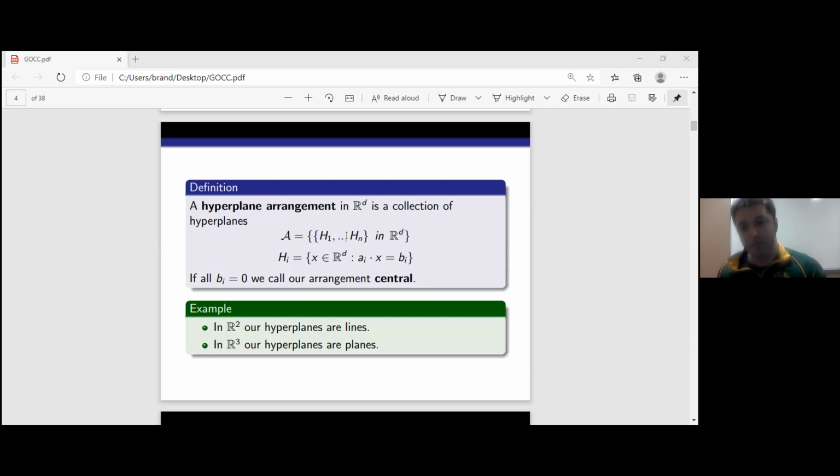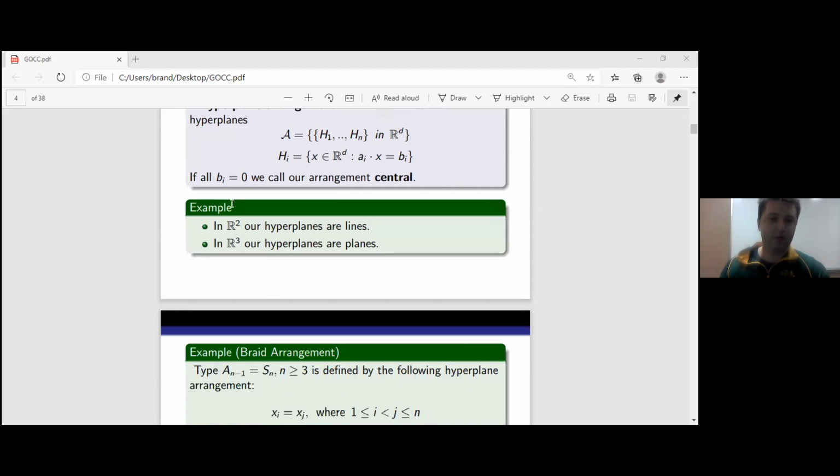Stanley has a whole PDF document on hyperplane arrangement theory. So, right, you have your set of hyperplanes in R^d. These H_i are defined by vectors in R^d, with b_i equal to 0. We'll always just assume b_i is equal to 0 in our talk. It's sufficient. We don't need b_i to shift. For example, in R^2, our hyperplanes are lines. In R^3, our hyperplanes are planes.